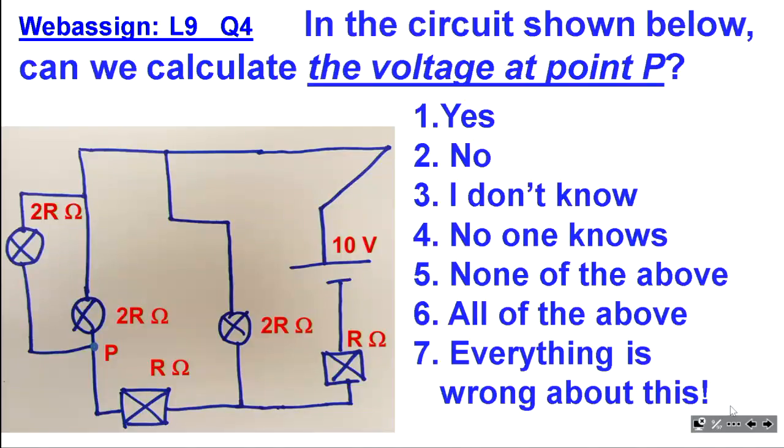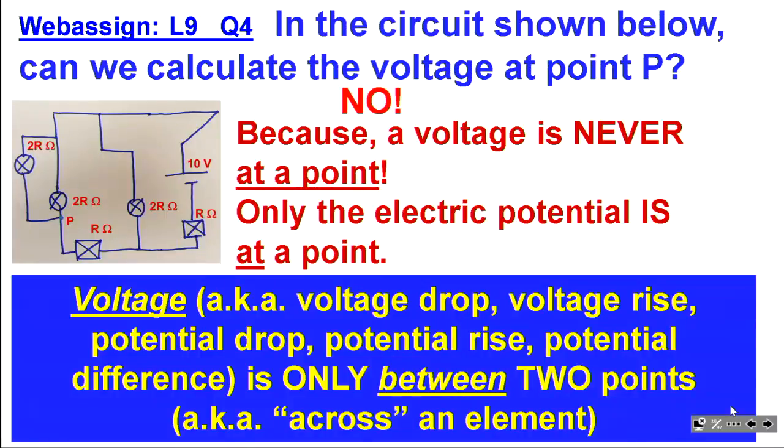Absolutely right. According to the definition of a voltage, it's related to 2 points. Electric potential is related to a point. The voltage is equal to a difference between electric potentials at 2 different locations. That's it. So we need to know a definition. If we said yes, we don't know the definition of voltage.